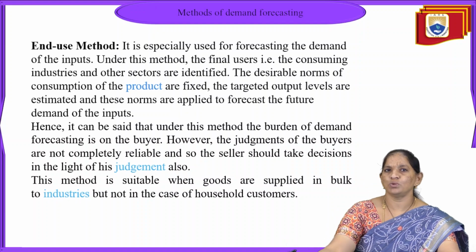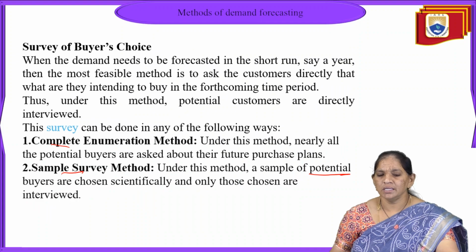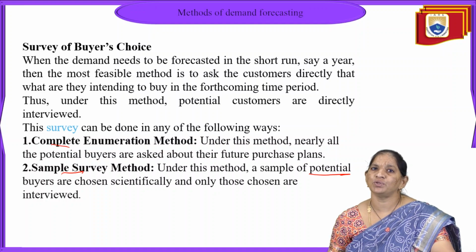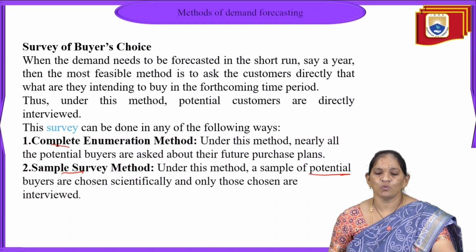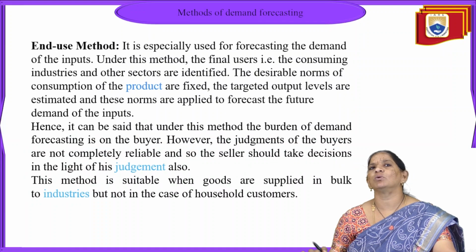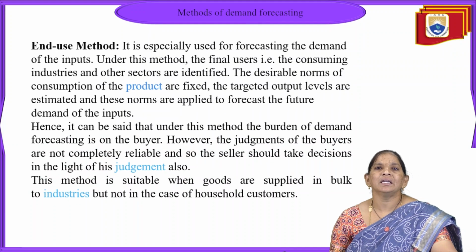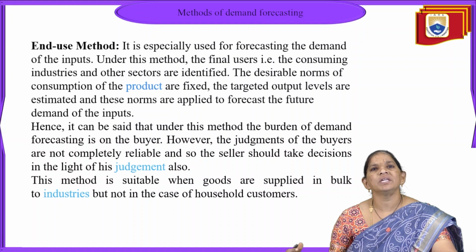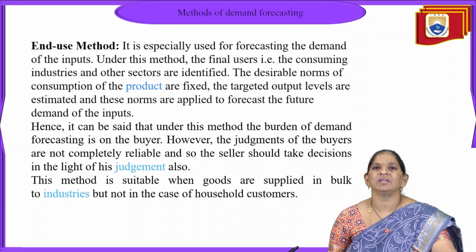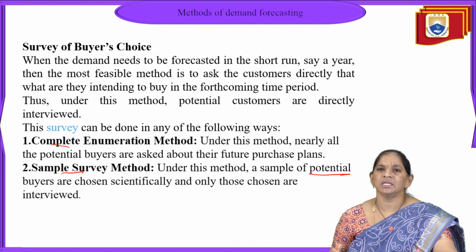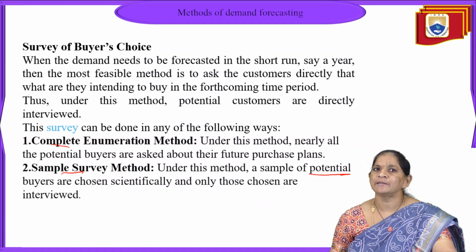So these are the three things in the survey of buyer's choice, where we directly meet the consumer and survey what buyers want to purchase in the future. It can be done in three ways. One is the complete enumeration method. Second is taking a sample, which we call the sample survey method. And third is the end user method, where we can understand the attitude or manner of industrial or bulk purchasers. So these three are the basic varieties we can see in the survey of buyer's choice.